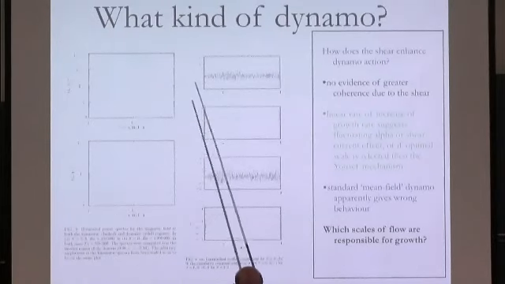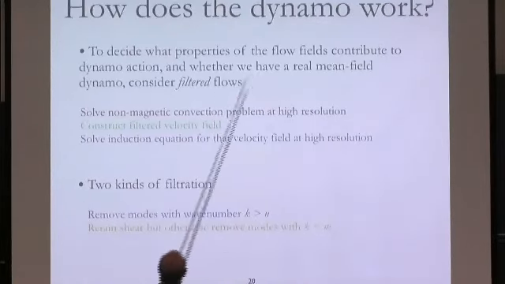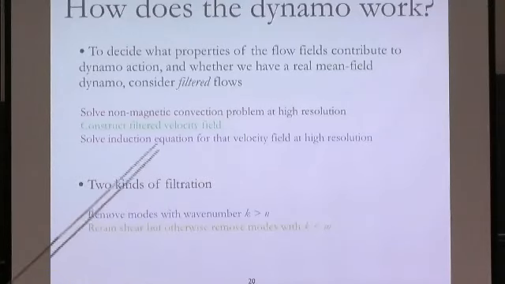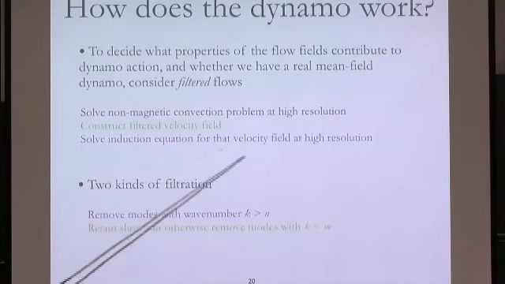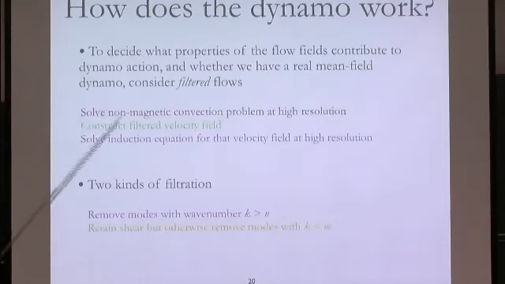We've tried to understand, and again, I'm a bit short of time. We've tried to look at various aspects of the flows we get. What we do is solve the convection problem at high resolution, properly. At the same time, we filter the velocity field, taking out bits of the field in Fourier space. Then we solve the induction equation for this new filtered field, properly at high resolution. So we're really solving the induction equation, but the velocity field we choose is a smoothed version, in some sense, of the real convection, so that we can see which scales are important. You can either remove modes with high wave number, or remove modes with low wave number, except for the shear. We have to keep the shear, otherwise there's no effect of the shear.